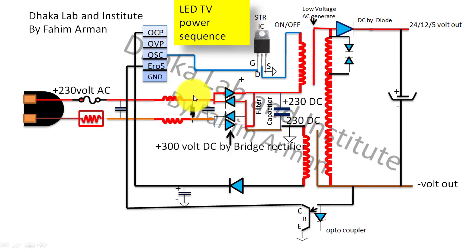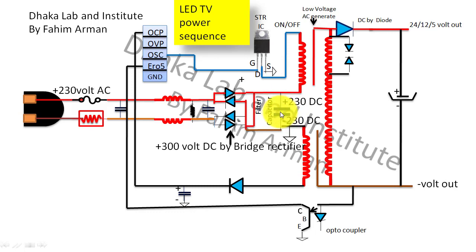So 230 volt AC will pass into the bridge rectifier at the positive terminal. Then the AC voltage will be converted into DC, and there you will get 230 volt DC. Then the voltage will go ahead and enter the positive point of that filter capacitor. It is a very important capacitor. It is a big capacitor, the filter capacitor.